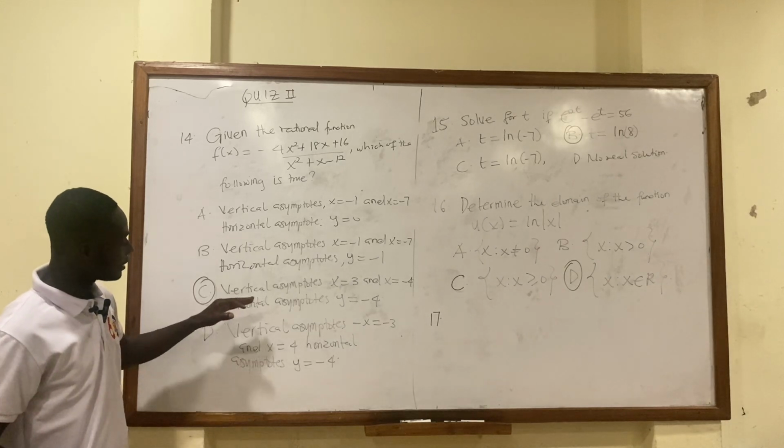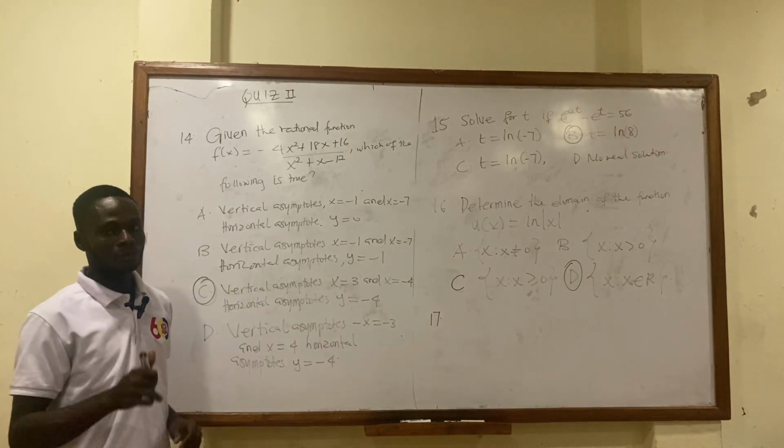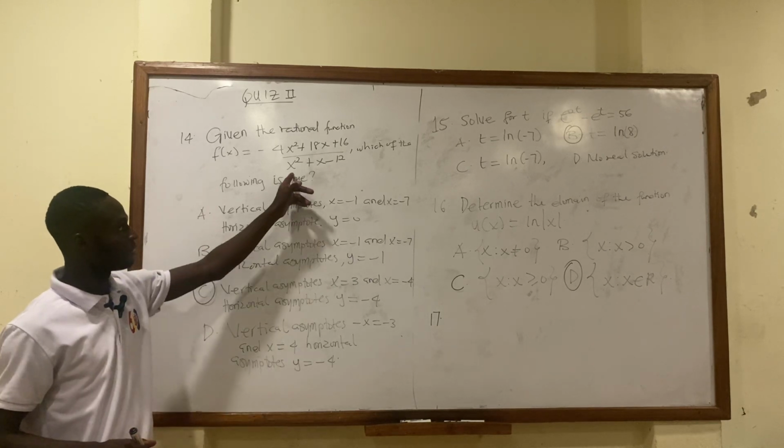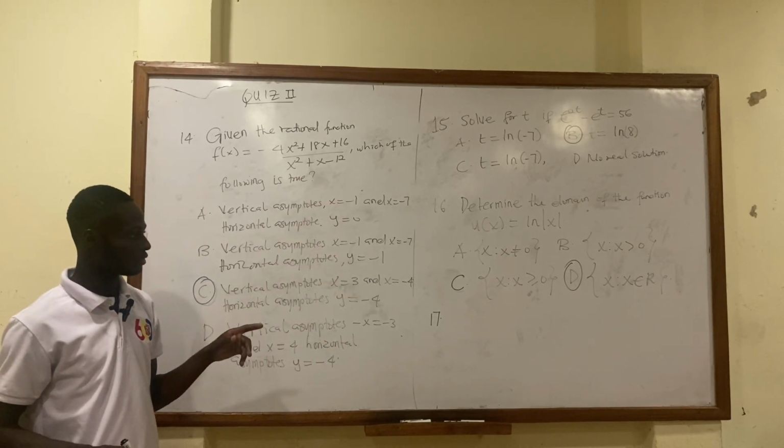Option C, vertical asymptotes are x equals 3 and x equals minus 4. Correct. When you factorize this and you solve it, you have x equals 3 and x equals minus 4.